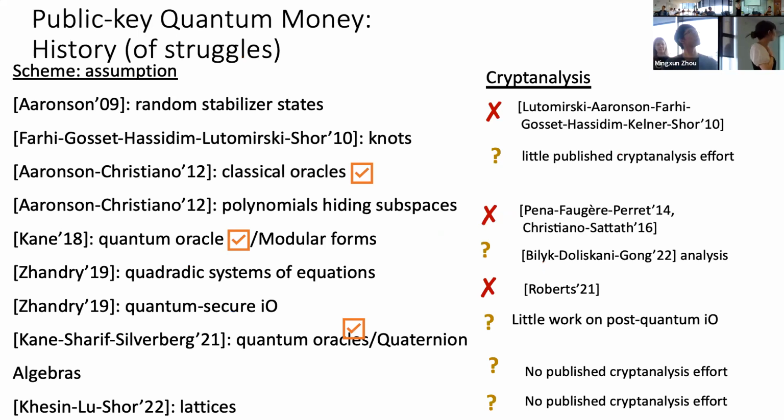And here is a history of the struggles of works on quantum money. I think the public key quantum money notion was put forward in a paper by Aaronson in 2009, and his proposal was broken in a later work. Some other proposals that live up to date right now are the ones I put on the slide, and also the IO one, but we have to rely on post-quantum IO, which we don't know how to build from relatively standard assumptions.